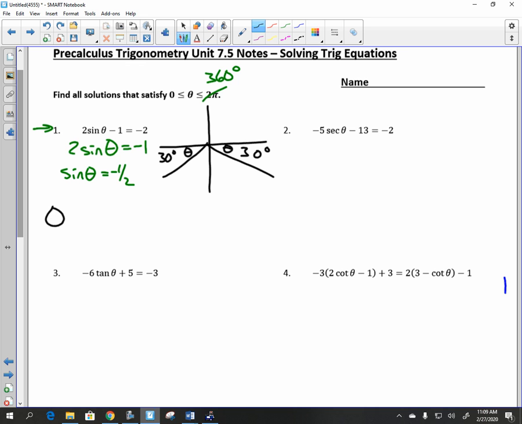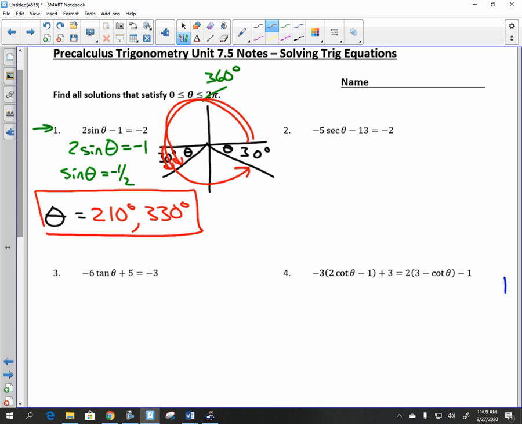Okay, so we're going to use that to then compute my 2 answers. Can somebody tell me what my first answer is? How did you get 210? Yeah, you took that 180 and you added 30 on to get 210 degrees. And then my second one would be 330, or 30 minus 360, which is 330 degrees. And those are, in fact, my 2 solutions. Not too bad, huh?